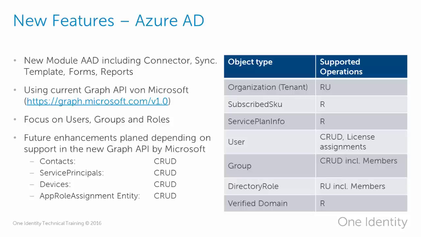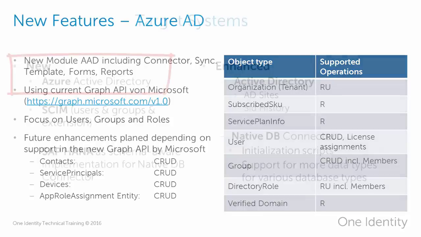As you can see on the right side, for users and groups we support the complete CRUD features, which mainly covers users and group memberships. But we support some other objects as well. Planned for the future are some more extensions, for example, contacts, service principals, devices, and app role assignment entities. The complete connector uses the Microsoft Graph engine in version 1.0, which is the current engine that Microsoft supports.